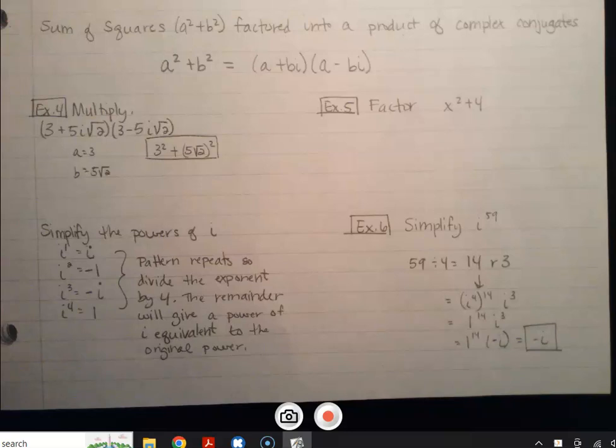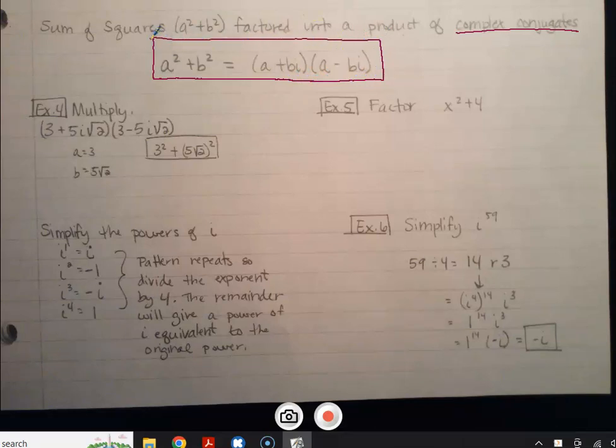Okay, so the sum of squares, when we have a squared plus b squared, is factored into a product of complex conjugates, okay? So this is the deal. When we have a squared plus b squared, it equals the quantity a plus bi times the quantity a minus bi. So we have not practiced that one yet. So in example 4 and example 5, we're going to use this both ways.